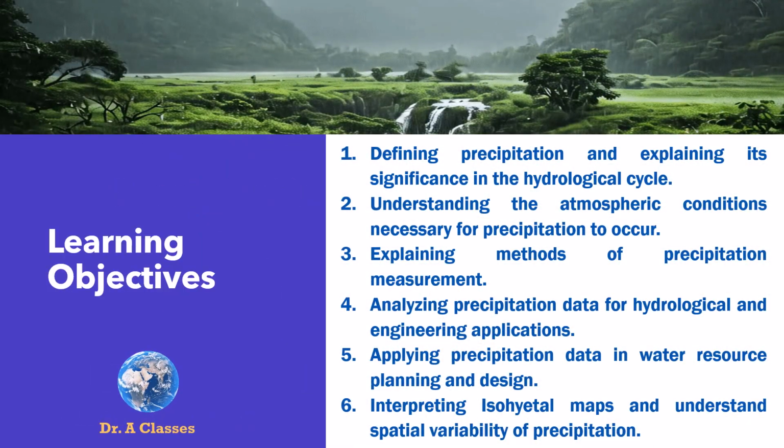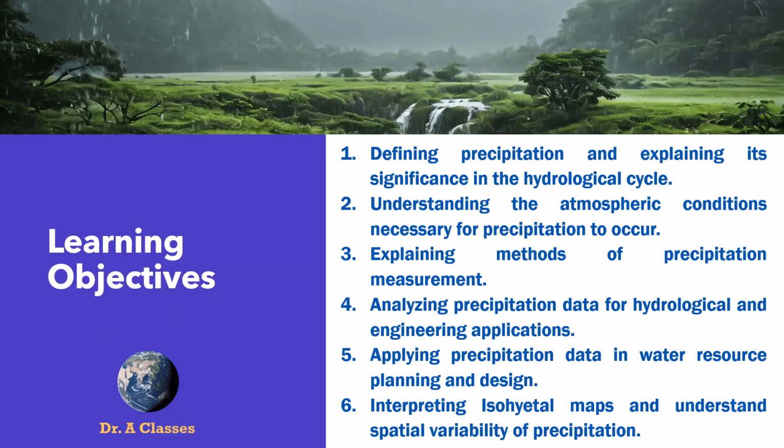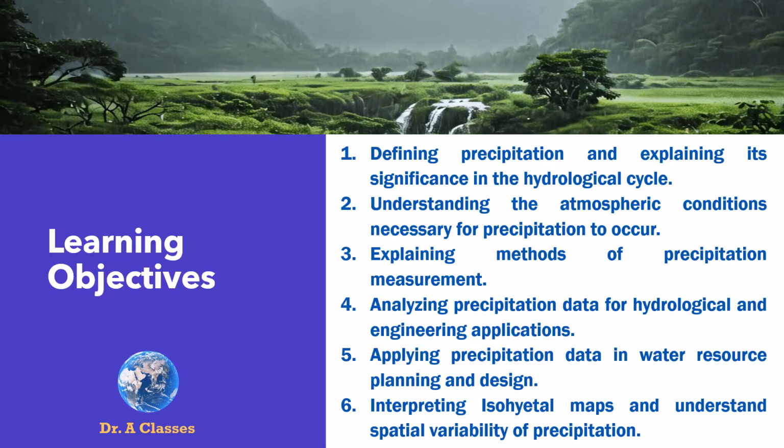The learning objectives of the course are defining precipitation and explaining its significance in the hydrological cycle, understanding the atmospheric conditions necessary for precipitation to occur, explaining methods of precipitation measurement, analyzing precipitation data for hydrological and engineering applications, applying precipitation data in water resource planning and design, interpreting isohyetal maps, and understanding spatial variability of precipitation.